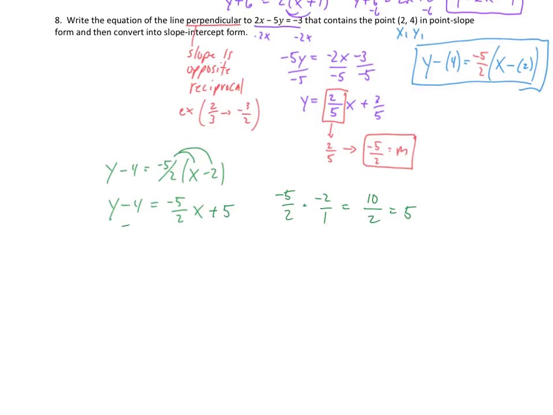And then add 4 to both sides. So y equals -5/2 x plus 9. So there is the other part of the answer they wanted. So here it is in point slope form, and here it is in slope intercept form. All right, all done with this page.